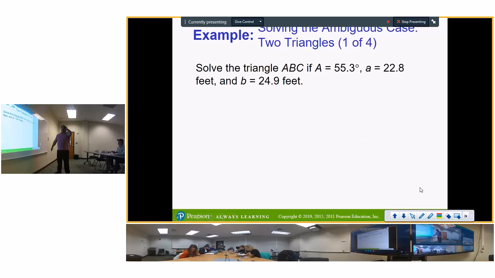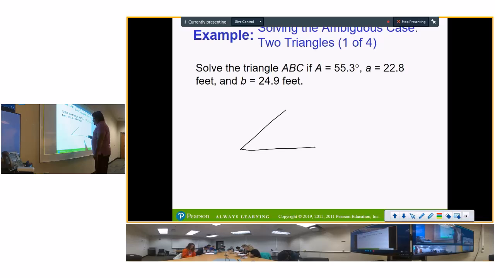55.3. So that's 55. So we know that 45 looks about like that. So I'm going to call this 55.3 degrees, and that's angle A. And then side A will be over here somewhere. And B, I'm going to say this is angle B. I don't know angle B, but side B down here is equal to 24.9.